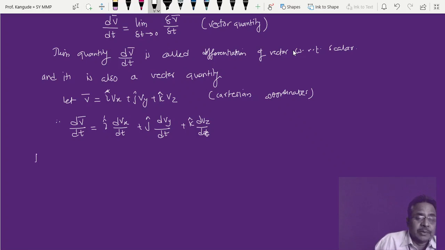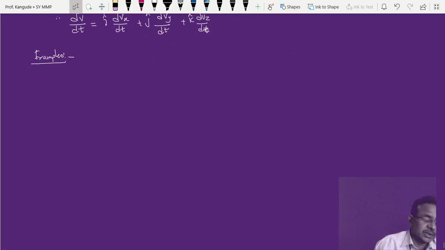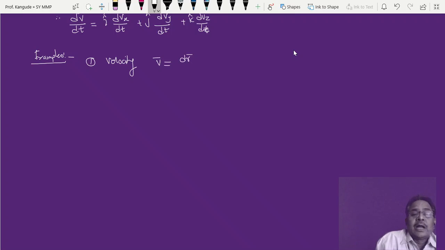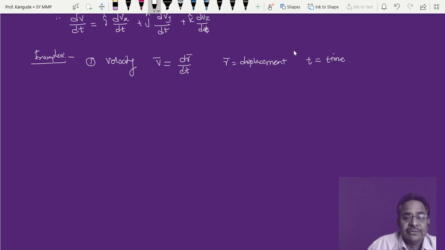Now some examples. Hundreds of examples can be given, but we'll see some very simple and known examples which we have already used several times. First, velocity. Small v bar is given by dr bar upon dt, where r bar is displacement and small t is time. So the velocity vector is obtained by taking the differentiation of vector r bar with respect to time. This is also differentiation of a vector with respect to a scalar, that is velocity v bar.